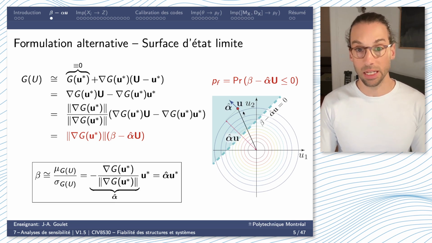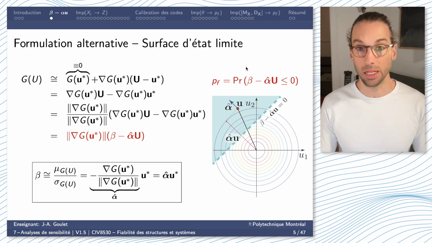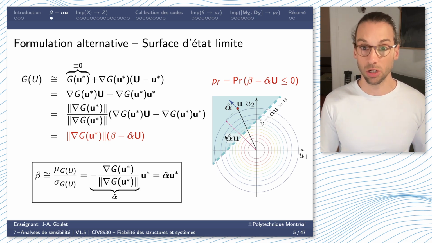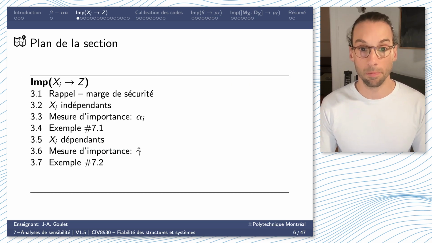On the opposite, if I take this point and I do alpha times u, it is going to give me this scalar, and this scalar is greater than beta. So beta minus something greater than beta, I'm going to be in my failure domain. So we can see how this reparametrization is still a valid limit state function that gives us exactly the same objective as what we had before.